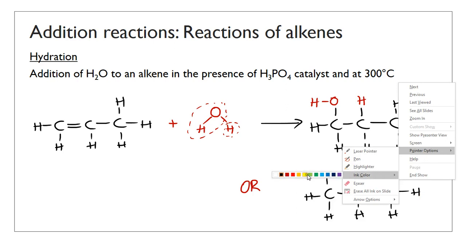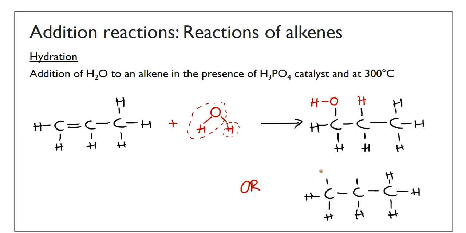Or you can have the second case, when the H is added to the first carbon and the OH is added to the second carbon. So you can either have propan-1-ol or propan-2-ol. And there is really no way to control this. Actually, there are, but we're not going to go through them. Can you have a mixture of both? Maybe. So you could have a mixture of propan-1-ol and propan-2-ol coming out of this reaction.